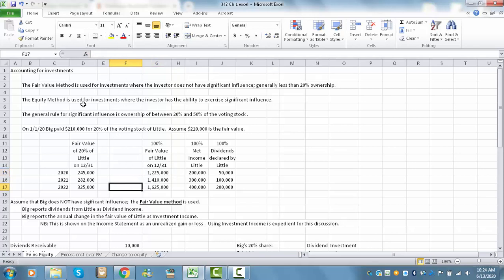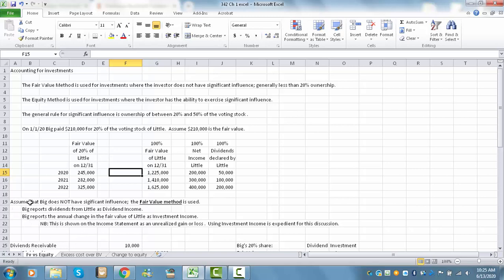You should download the Excel spreadsheet that I've posted with chapter 1. When you do that and you save it onto your own computer, you will see things like the formulas that I've put in. Okay, so that's 100% value. I just did it to show you. You were given in the example the fair value of 20% of Little, but then they gave you 100% of the income and 100% of the dividends. Big doesn't own or get these numbers. Big only gets the 20%.